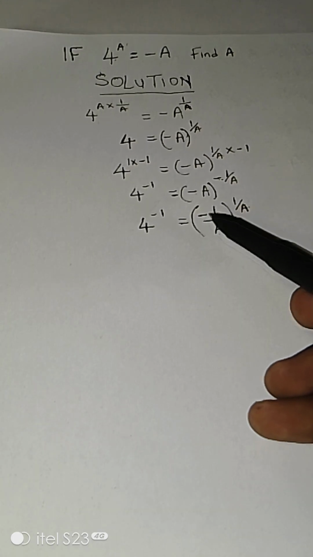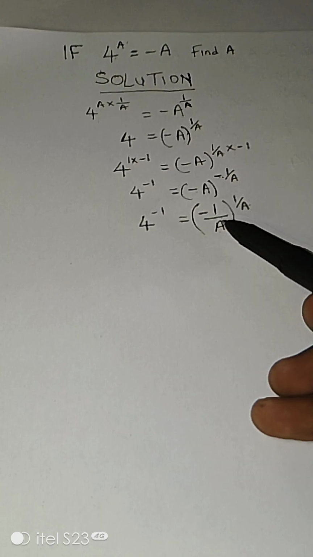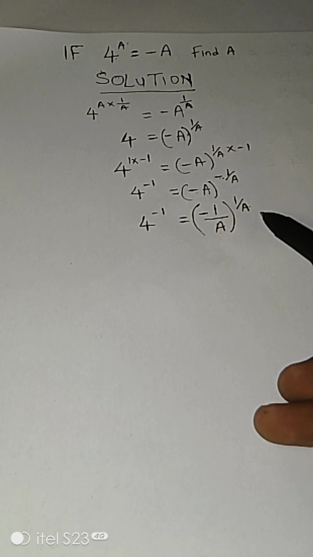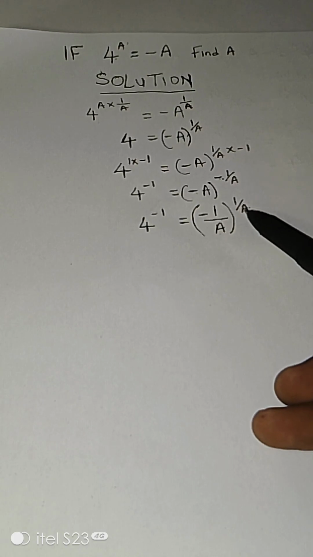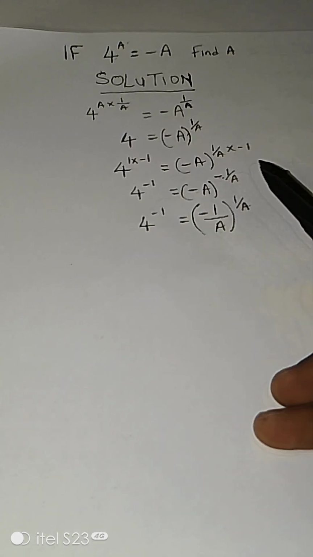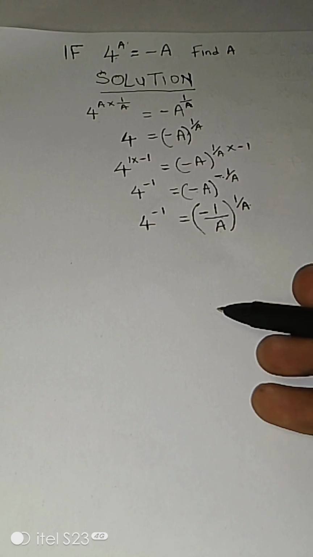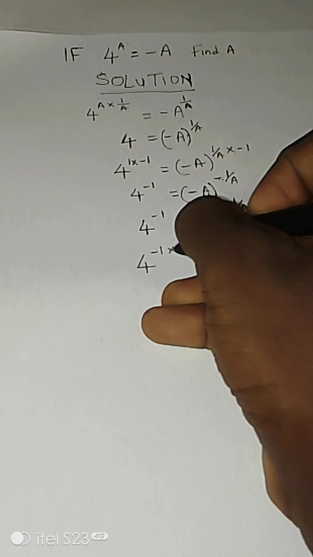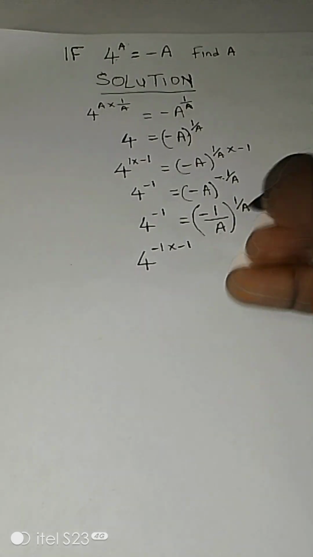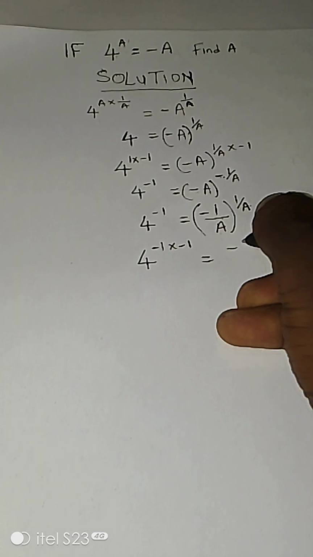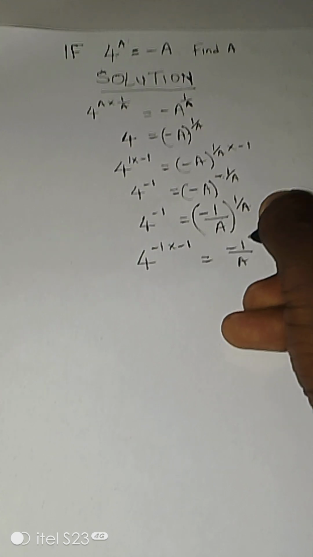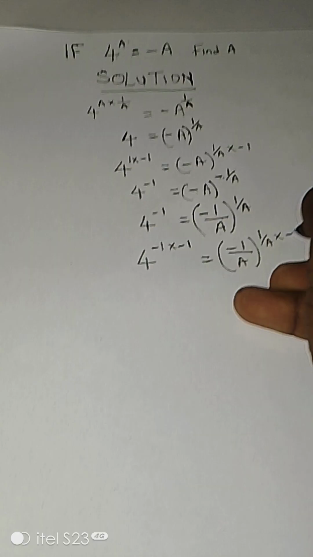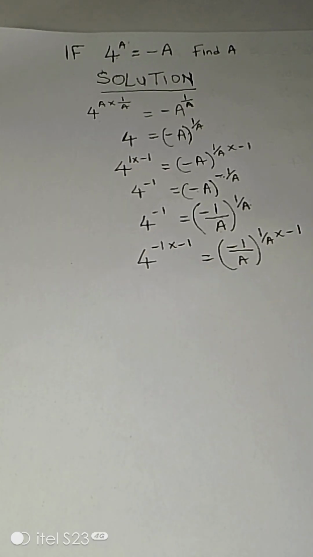So since we have a negative sign here to become minus 1 over a, there should be a negative sign here too to become minus 1 over a too. So what do we do? We multiply both powers again by another minus 1. So it becomes 4 raised to power minus 1 times minus 1 equals minus 1 over a bracket 1 over a times minus 1. I hope that is clear.